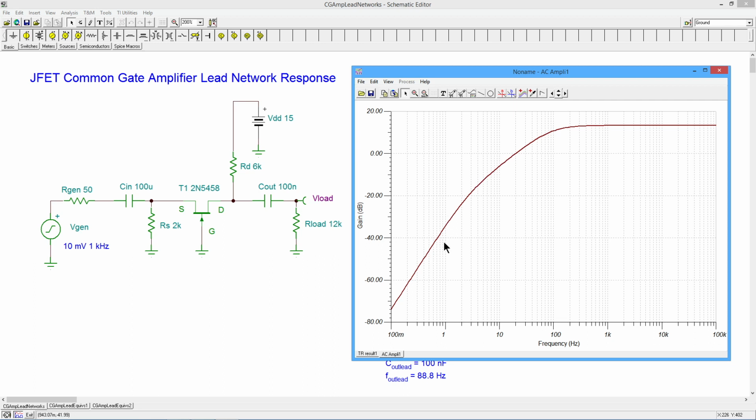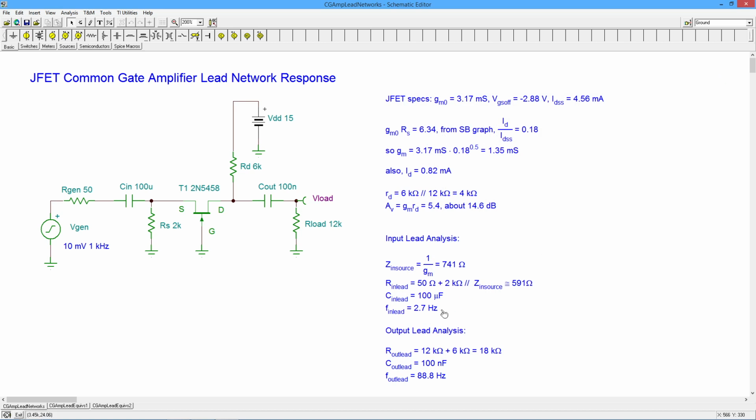So the slope is 2 networks, 6 dB per octave each. In other words, 12 dB per octave, or if you prefer, 40 dB per decade. That's what we're looking at. Speaking of which, how do we now go back and verify the 2.7 hertz?